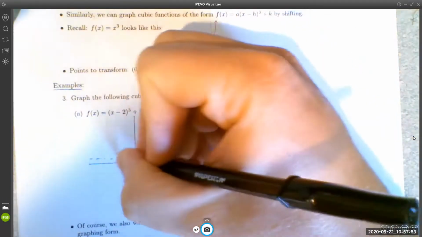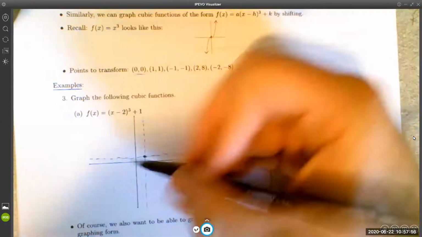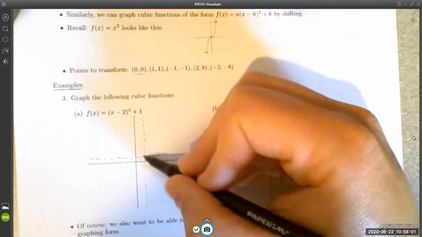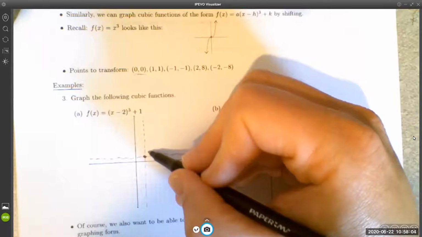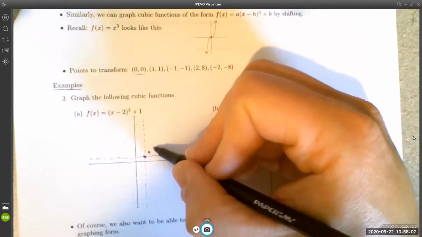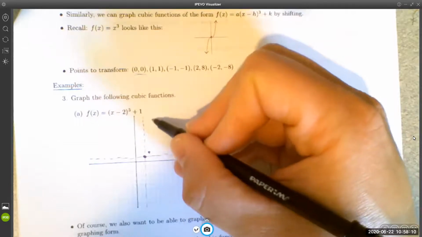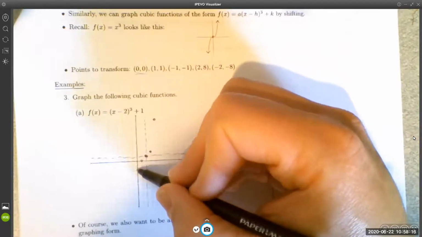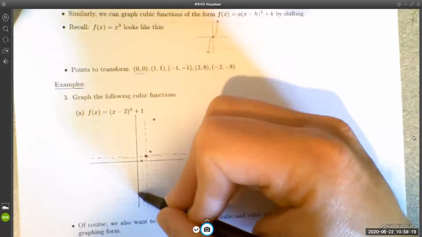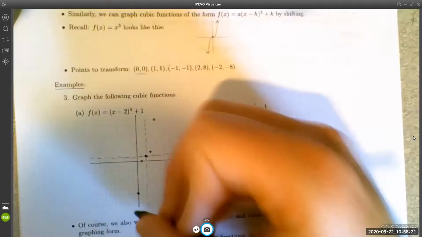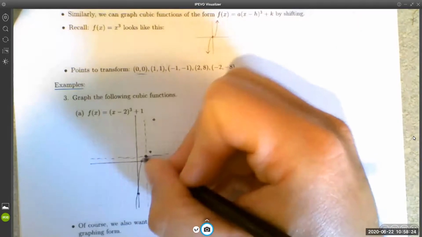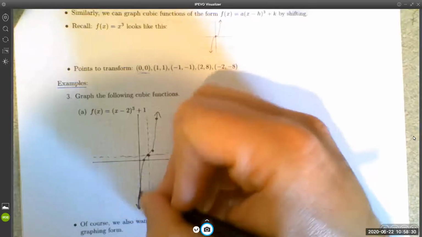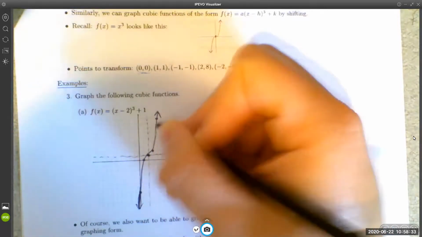So all I'm going to do now is graph the normal cubic function, but with respect to this new coordinate system. So this is my new (0, 0). Then I have (1, 1), and I have (2, 8): 1, 2, 3, 4, 5, 6, 7, 8. And I have (-1, -1), and (-2, -8): 1, 2, 3, 4, 5, 6, 7, 8. Then connect the dots with a cubic-looking curve, and you're done. That was kind of ugly, but you get the idea.